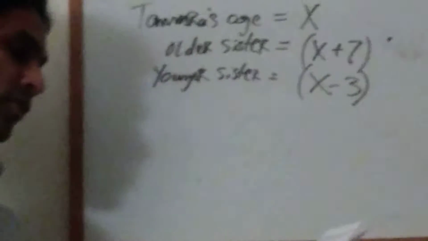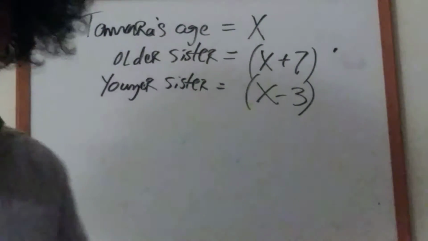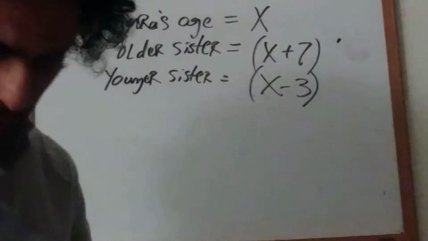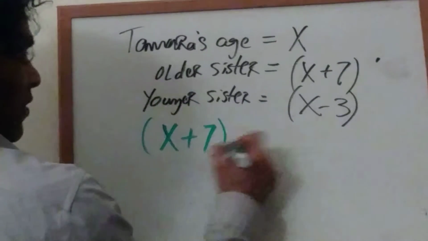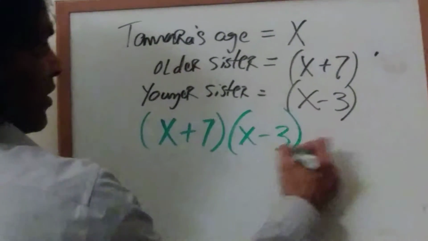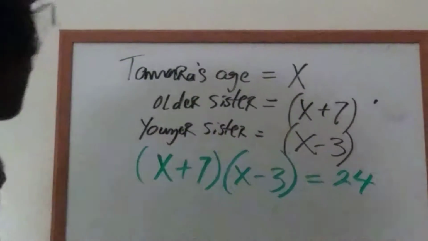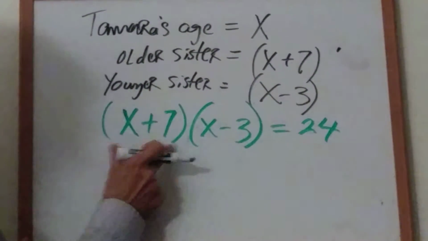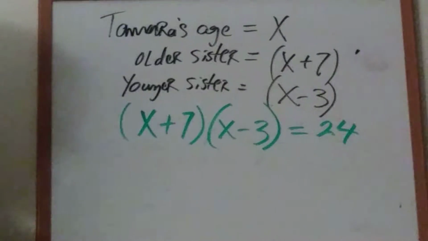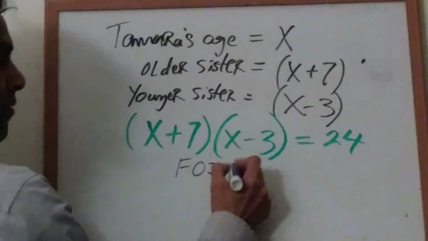Alright? Now the question goes on to say that the product of the sisters' ages, these two ages, is equal to 24. Right? So I'm going to write x plus 7 times x minus 3 is equal to 24. Our next step is to expand. Now, if you remember how to multiply in parentheses, like in monomials and polynomials, we will use the FOIL method, F-O-I-L.